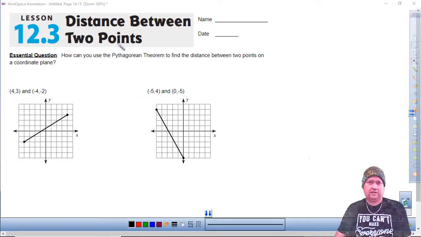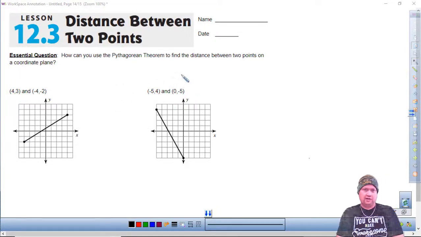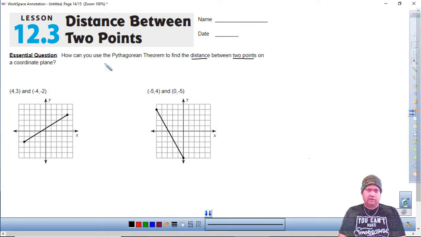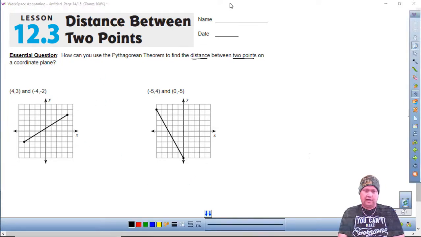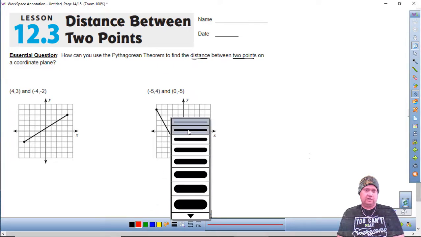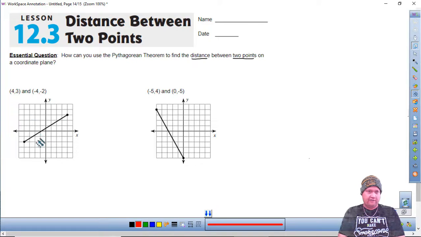Okay, one of the things the Pythagorean theorem allows you to do is find the distance between 2 points on a graph. And we can do this when we're looking at a graph, and we can also do it when we're not looking at a graph. If we're looking at a graph, then the first thing you want to do is go ahead and draw yourself a right triangle.